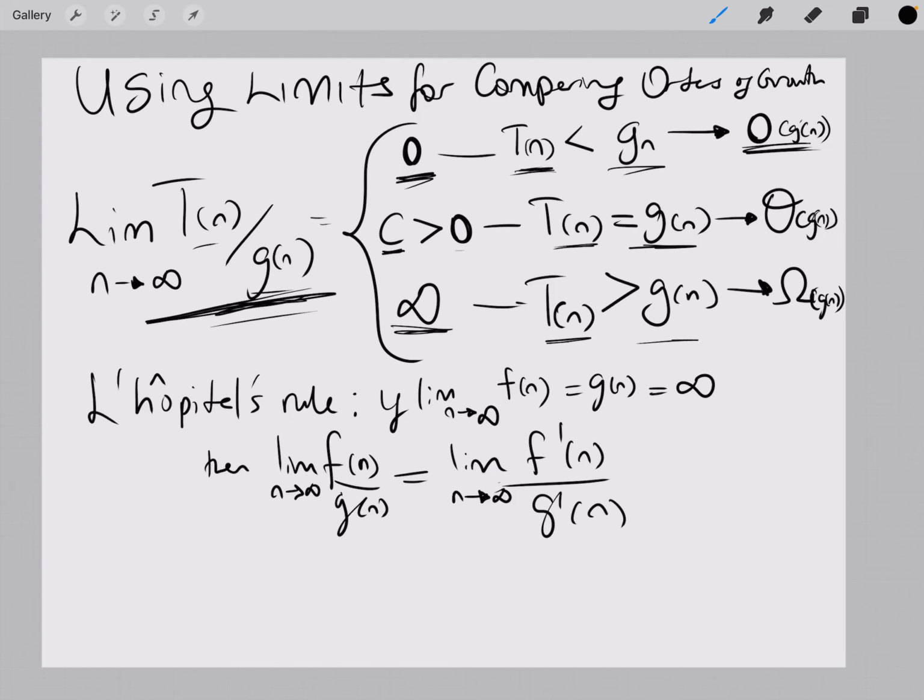Connecting that to their asymptotic terms, you can see that since the order of growth of t of n is less than the order of growth of g of n, it's more likely to be in the big O of g of n. When the order of growth of t of n is the same as the order of growth of g of n, then we can see it's in the big theta of g of n. When the order of growth of t of n is greater than the order of growth of g of n, it should be in the big omega of g of n.